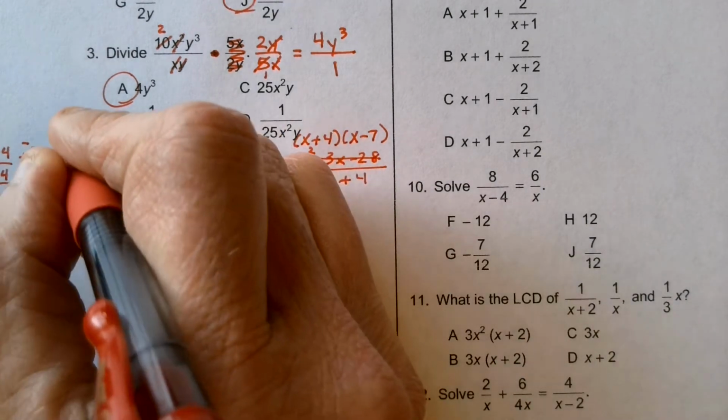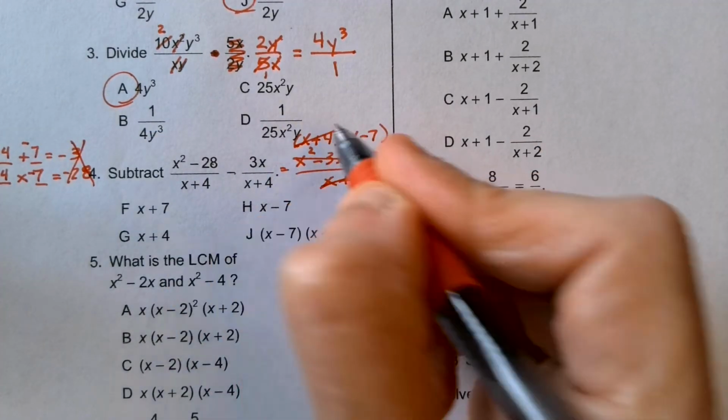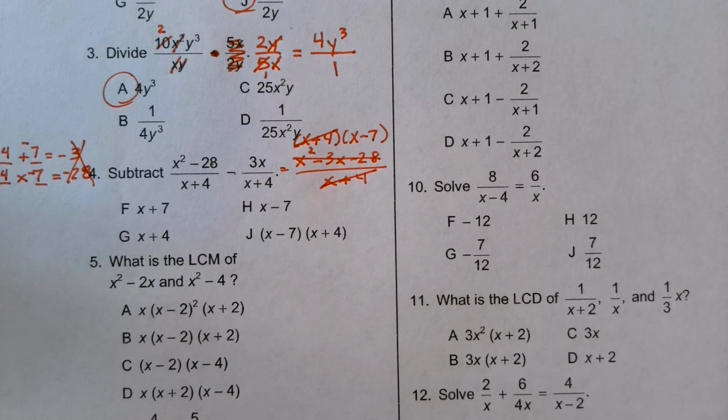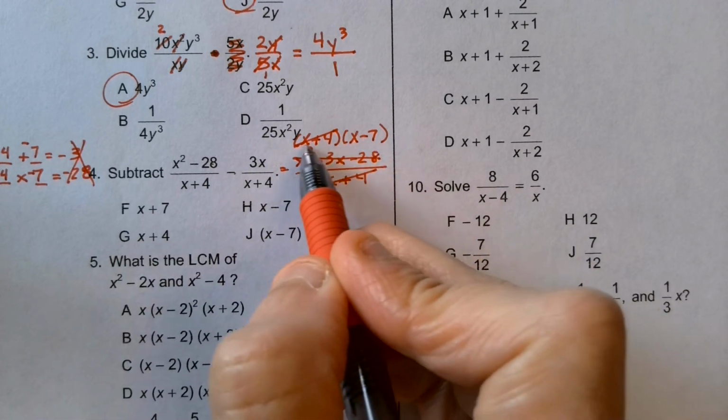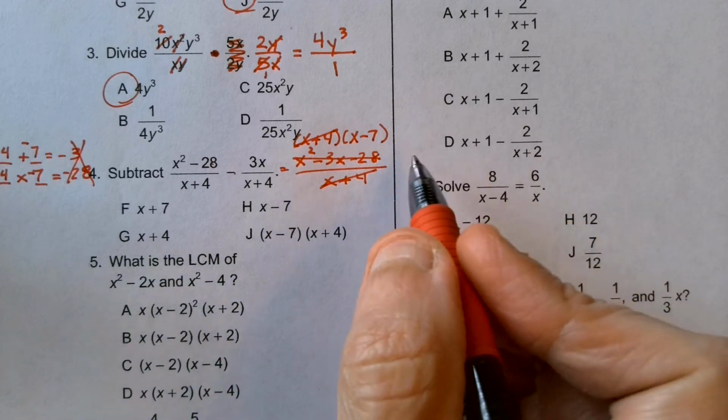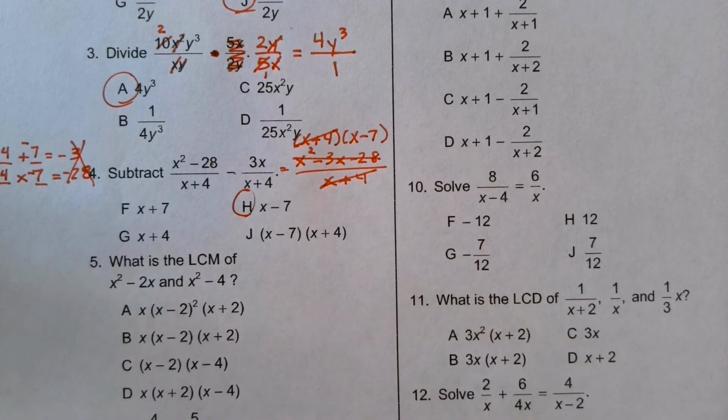Perfect, because that's what we wanted to happen, is for those to cross off. It doesn't always work that way. If it didn't cross off, our final answer would have been this middle part. So we're left with x minus 7, that's it.